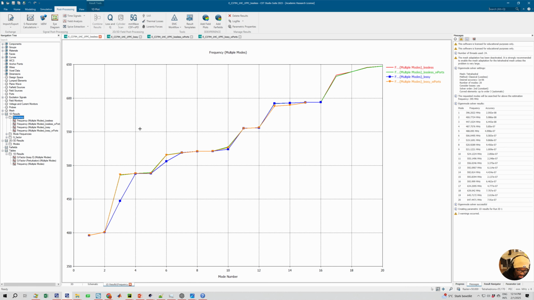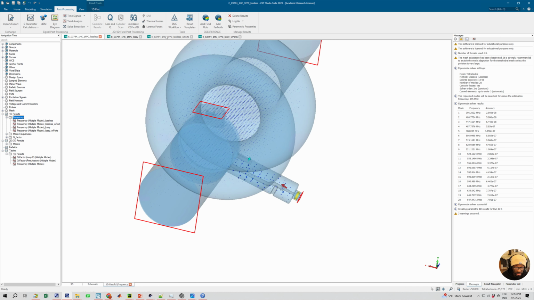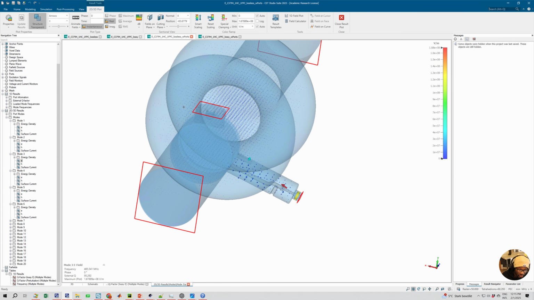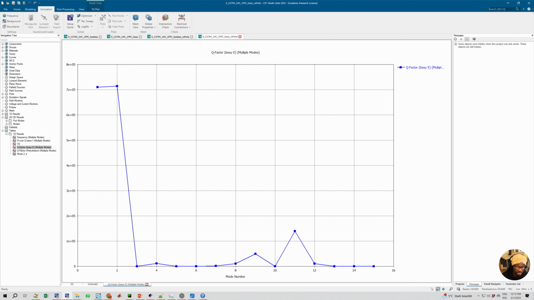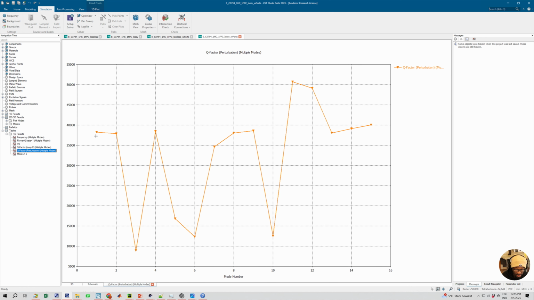But aside from that, every other thing lines up. And for the lossless case, even with ports, you can't calculate your external quality factor, except maybe if you come up with some other method. But for the lossy case, you can calculate your external quality factor. Then you also have your perturbation.